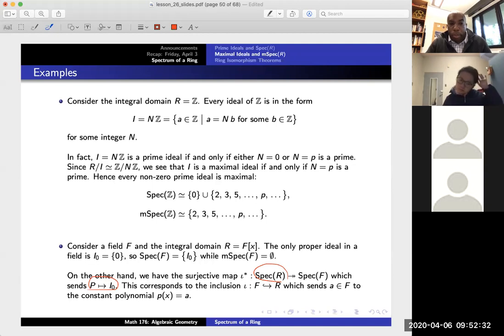The reason this always works is that this comes from the following inclusion. I have an inclusion map that sends an element A of F to this constant polynomial. So here I have a ring homomorphism that sends a field into the polynomial ring. And according to the theorem, now I've reversed the arrows, and that corresponds to spec R going into spec F.